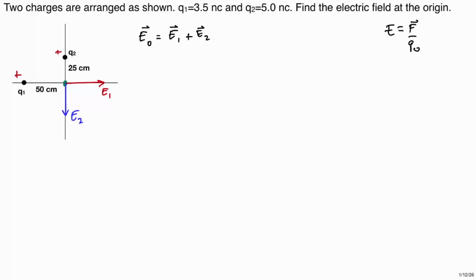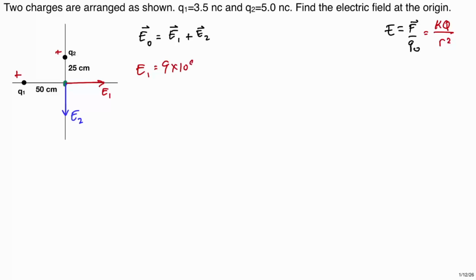We know what we need to do. So let's calculate what the electric field magnitude is going to be. Remember, it's kQ over r squared for the magnitude. But what Q do we put in? Is it the charge of the test charge? No. It's just the charge of the charge that's making the field in the first place, right? And what charge is making electric field 1? Q1.